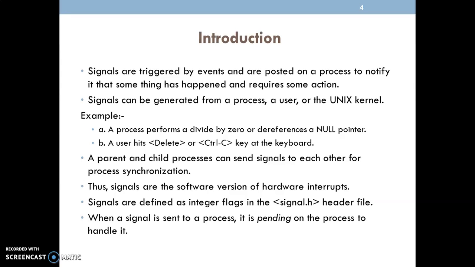Next, a parent and child process can send signals to each other for process synchronization. We should understand what we mean by process synchronization. Whenever resource utilization is required, this concept is used, that is process synchronization. So the processes are communicating with each other for the use of the resources.